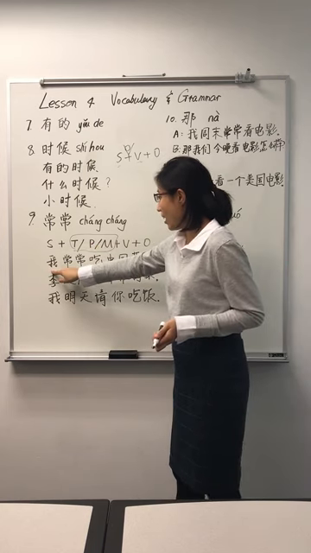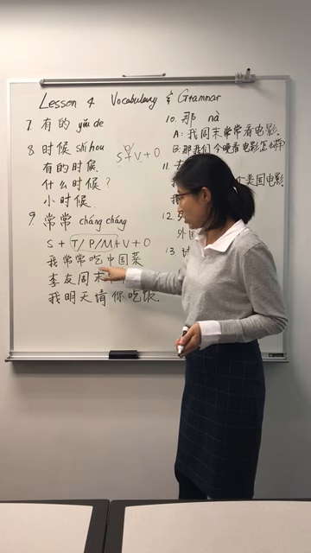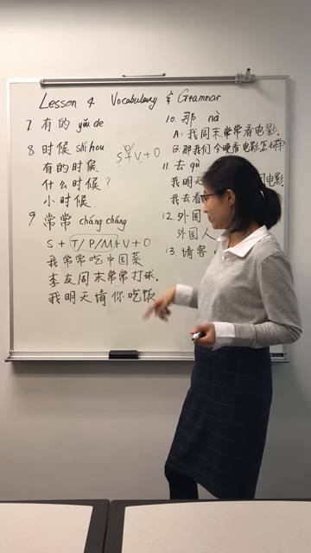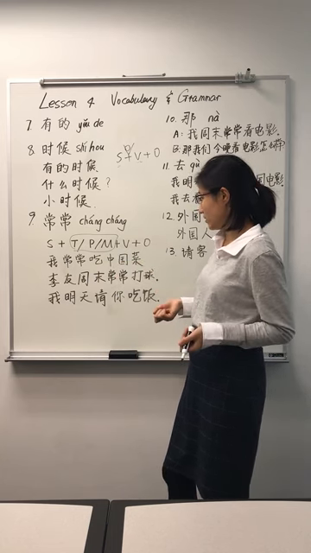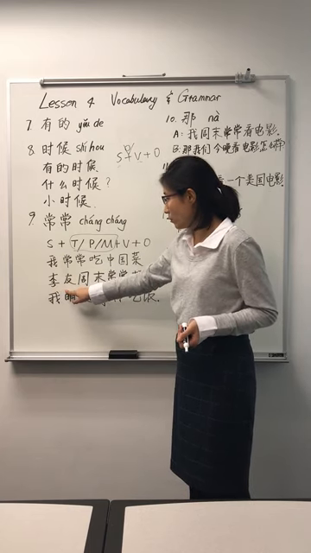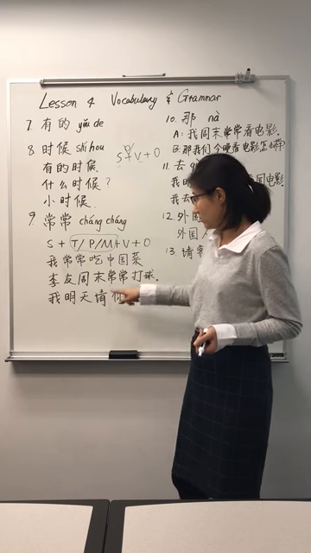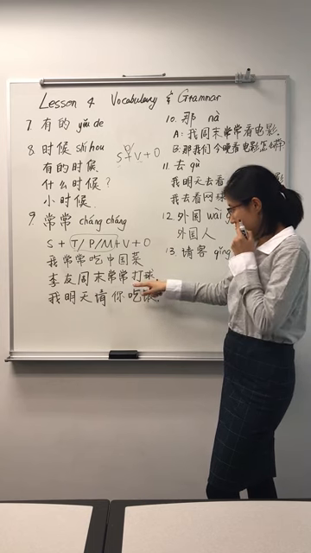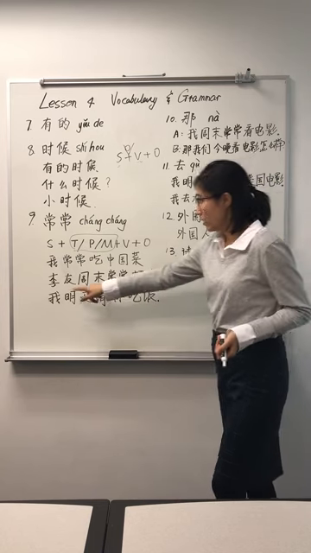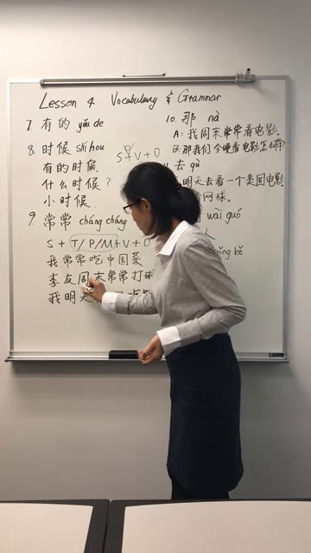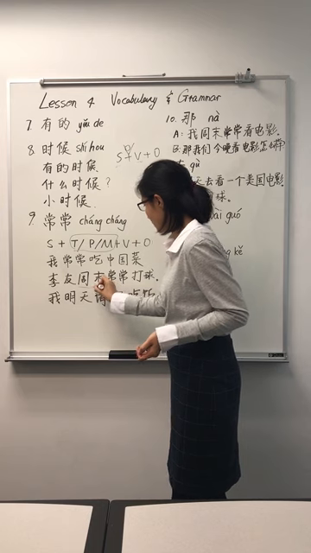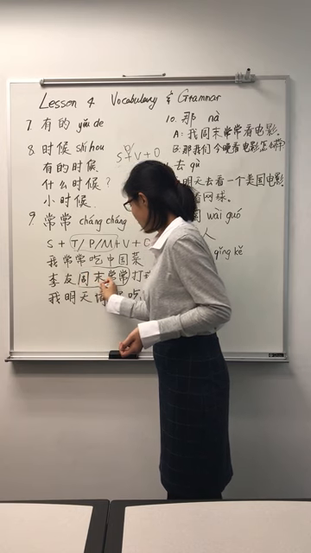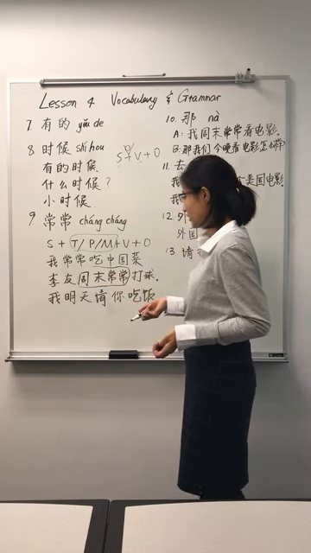For example, 我常常吃中国菜. I often eat Chinese food. I eat Chinese food often. 周末 weekend, 常常 often, play sports or plays ball, because 球 means ball. Here is 周末常常, because that represents time. Leo plays sports often during the weekend.